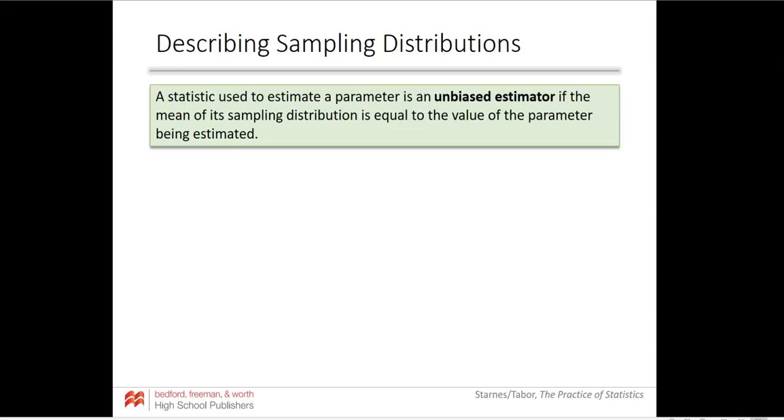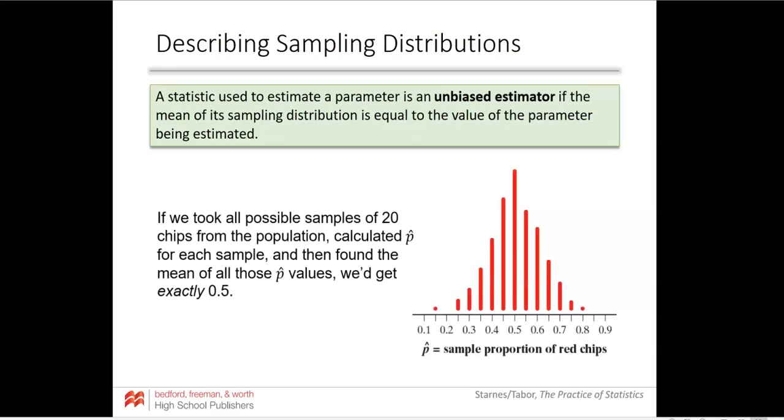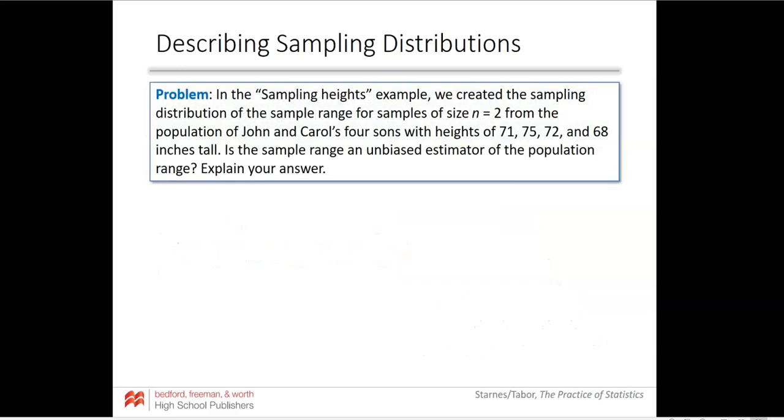A statistic used to estimate a parameter is an unbiased estimator if the mean of the sampling distribution is equal to the value of the parameter being estimated. So if we took every possible sample of 20 chips, we'd get exactly 0.5. That is, we would get the exact value of the population, which is 50% there.